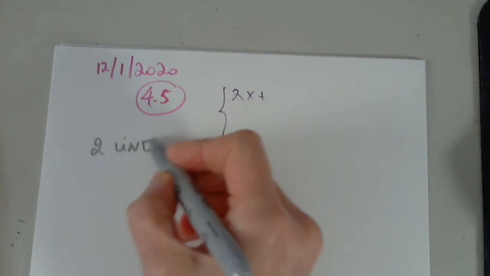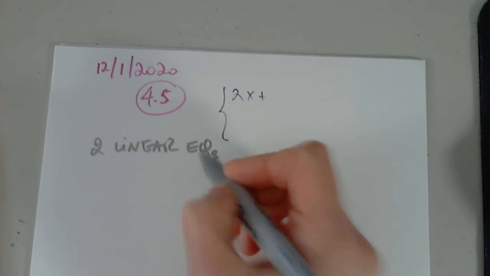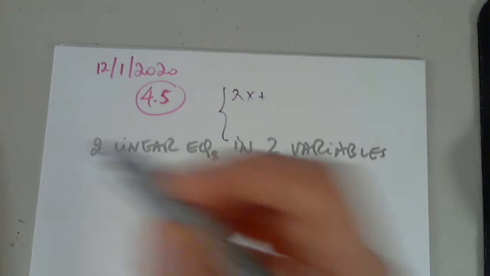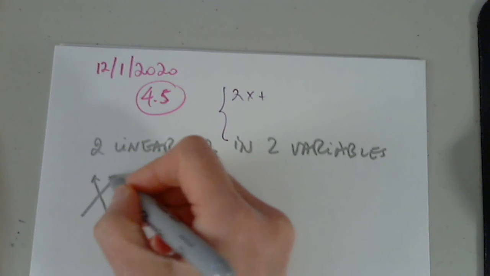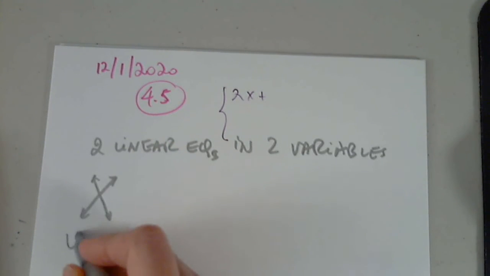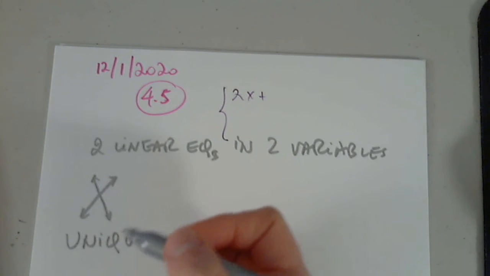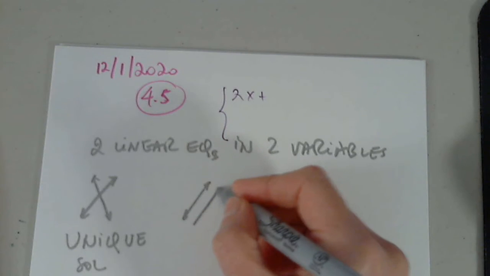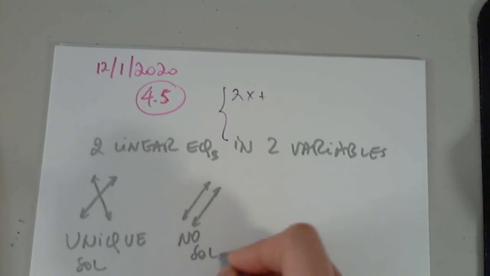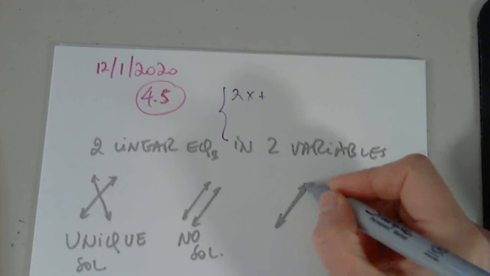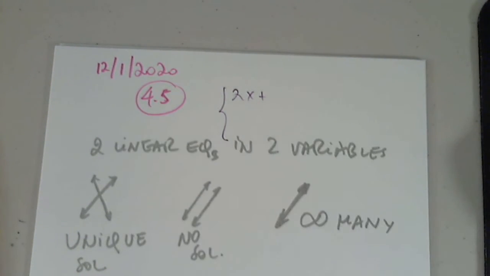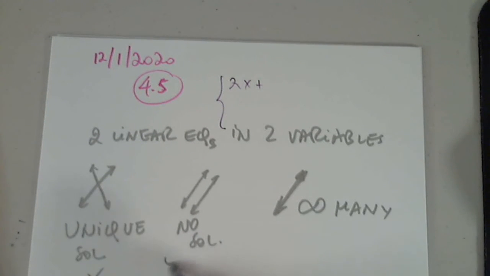Two linear equations in two variables, we know that we can encounter three different situations. One, a unique or single solution if you want. The other one, no solutions. And the last one, infinitely many. We had a lot of examples of this. I would like to show an example of this.